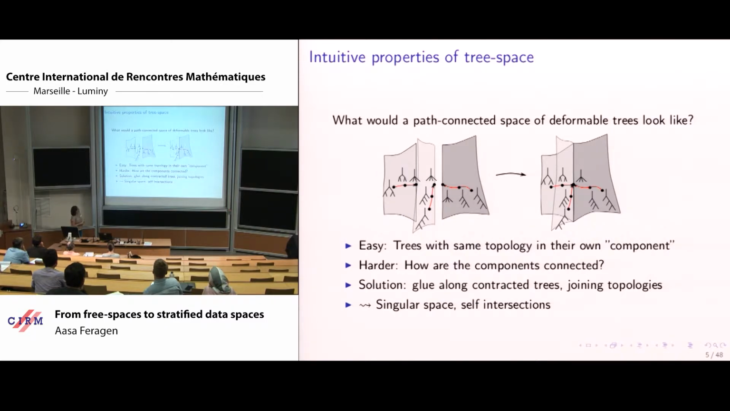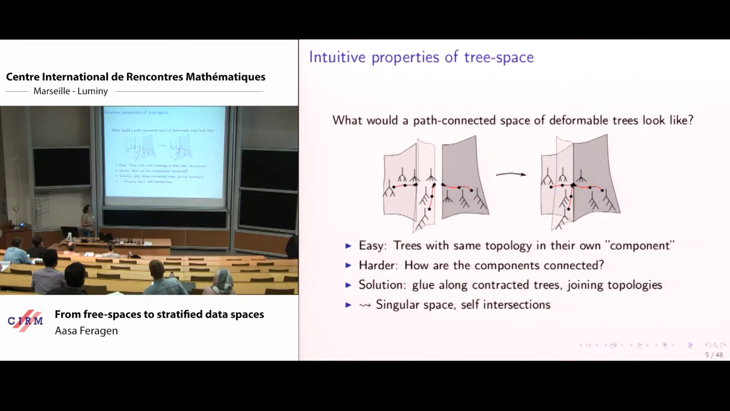Now, if you do that, you're almost bound to get spaces, or you are bound to get spaces, where you have different subspaces coming together, and you're going to have self-intersections like what you see here. So this is not a consequence of a particular definition. This is a consequence of the goal of having such continuous deformations between the trees.